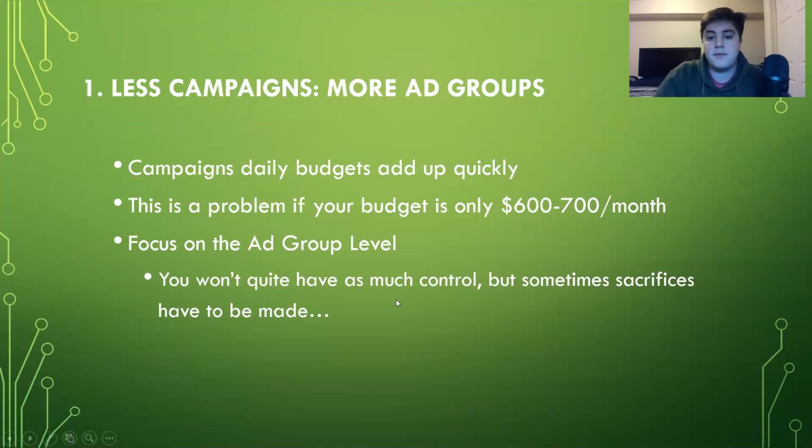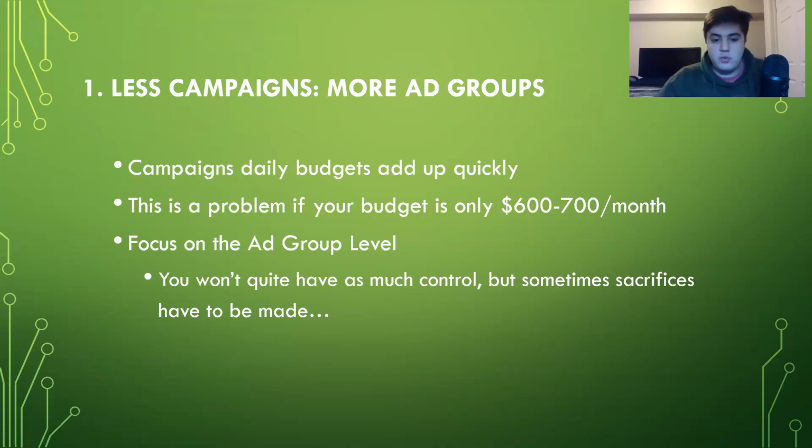Now, this is a problem if your budget is only $600 or $700 a month, because, I mean, if you have 5 campaigns that each have a $10 a day budget, that's $50 a day. And if your budget's only a few $100 a month, you're going to burn through it really quickly. And you typically want to give your campaign like a $10 budget per day at minimum. And so what I'd recommend is you focus on the ad group level just to make sure that your budget is enough to get you through each month.